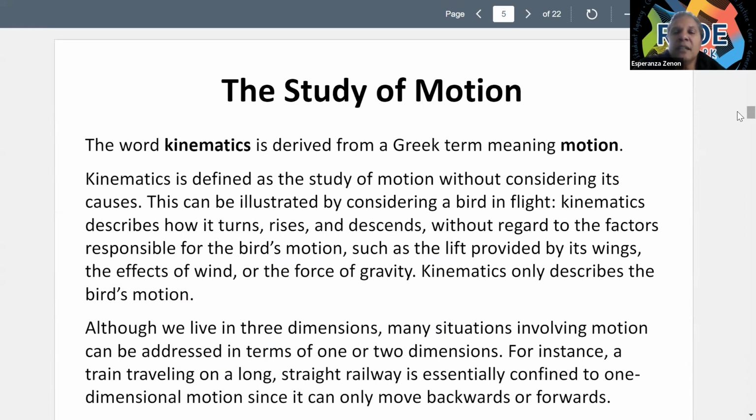So for example, if we see a group of birds in flight, they're moving, but we would focus on things like, like they mentioned here, how it rises or descends. We might talk about speed, or how fast they're moving, or how far they've traveled, but we don't focus on things like lift, or how the wind might affect their motion, or gravity, because those are examples of forces. And when you talk about forces, you're not dealing with things from a kinematics perspective. So pure motion without respect to cause.